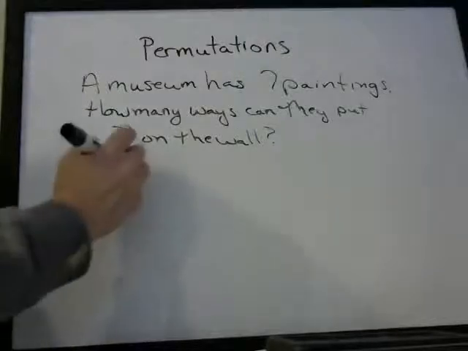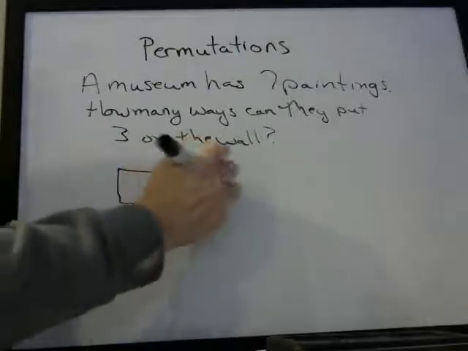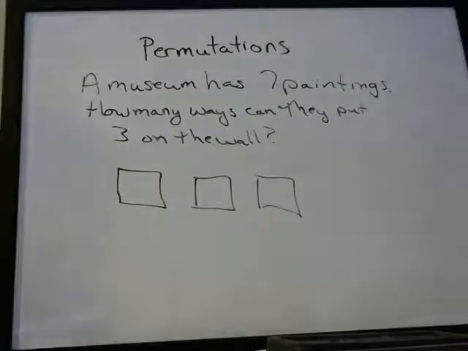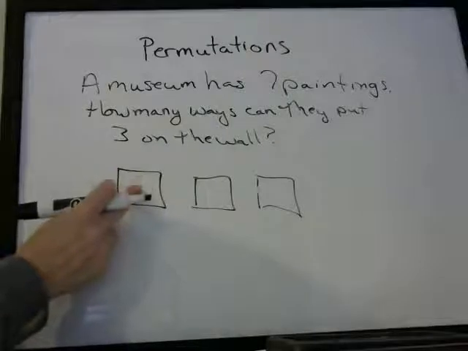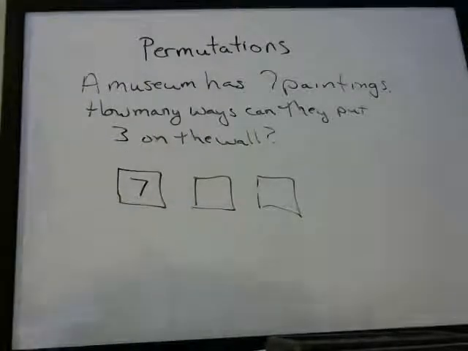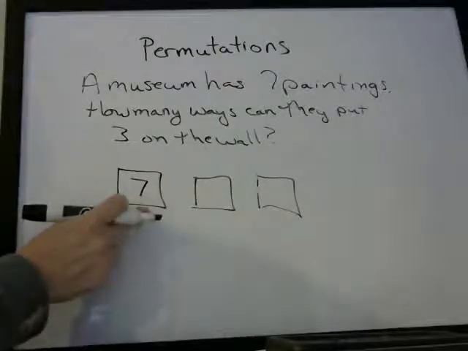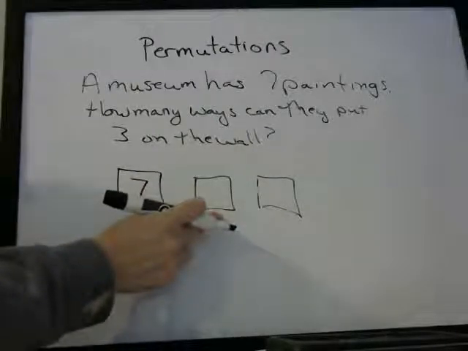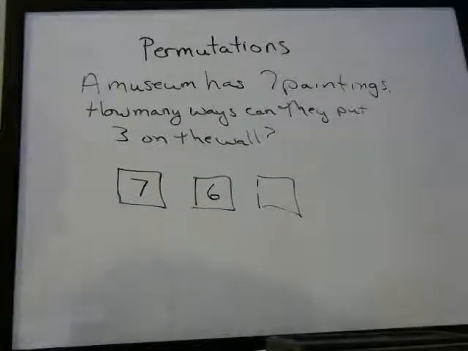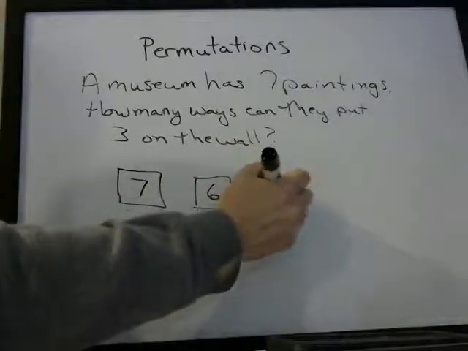So here's your first painting, here's your second painting, here's your third painting. So again, think logically. We have 3 paintings. Of the 7 paintings, how many of those can we choose to put in the first spot? Well, any of the 7 we can put in the first spot. Now, given that we've hung one of them, how many are left? There's 6 paintings left. So we have 6 to choose from to put in the second spot. Now that we've hung 2 of them, there's only 5 paintings left. Any one of the 5 can go in the third spot.